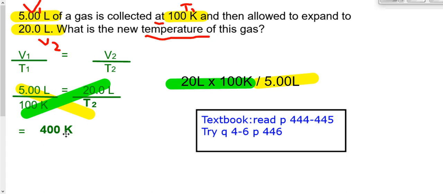Again, we could predict the answer before we even did the math. My volume went up by 4 times. I'd expect my temperature to go up by 4 times. And when we do the math, indeed it does.